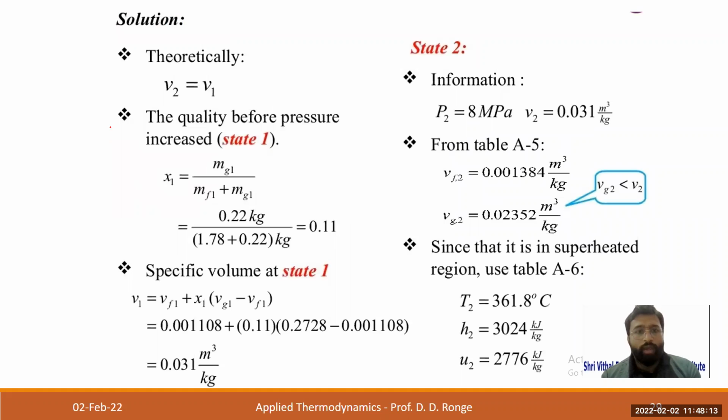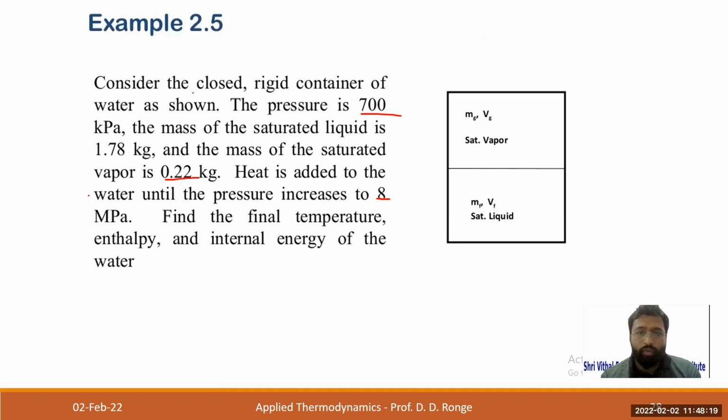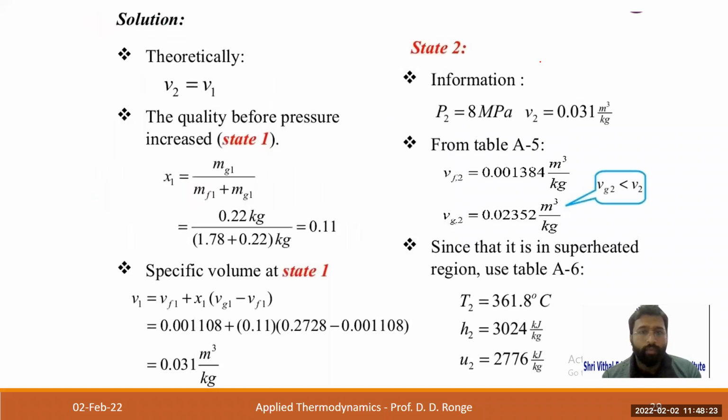Right. So here now, theoretically, first V2 will be equal to V1, because this is a closed system. Specific volume will be constant. There is no room to expand the steam, right? The quality at state 1, that is 7 bar, X will be equal to 0.22 divided by 2 kg. That comes out to be 0.11, or we can say 11% is the quality of the steam.